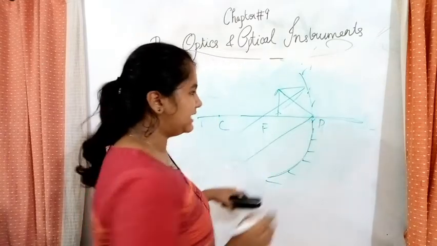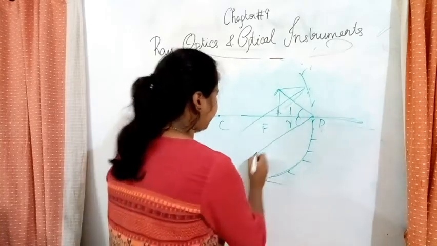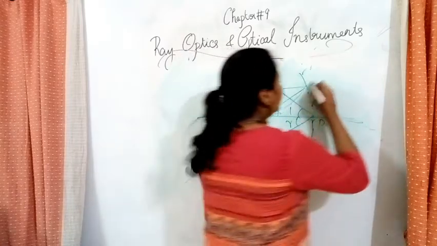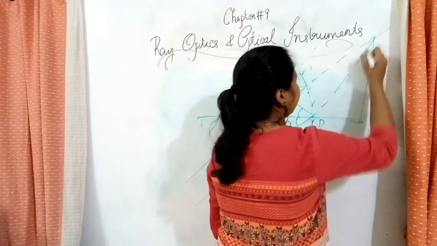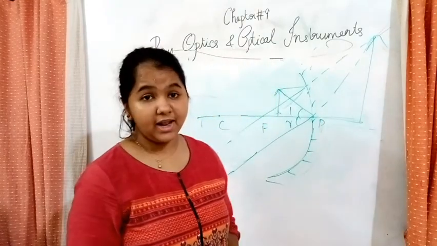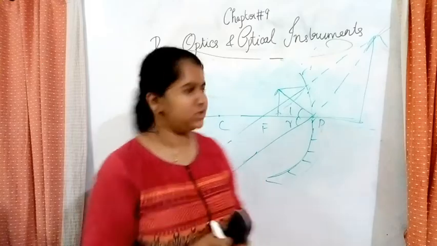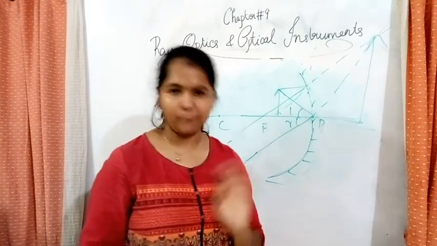This is parallel. Angle of incidence is equal to angle of reflection. That is what you have taken. This is parallel and hence it won't meet. So what will you do? You will join the points like this and you will get a virtual, enlarged and erect image when you keep the object between the focus and the pole. I hope this is clear to you.